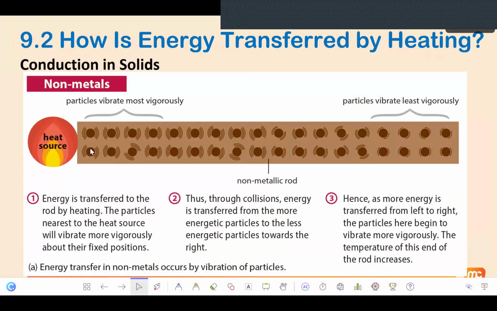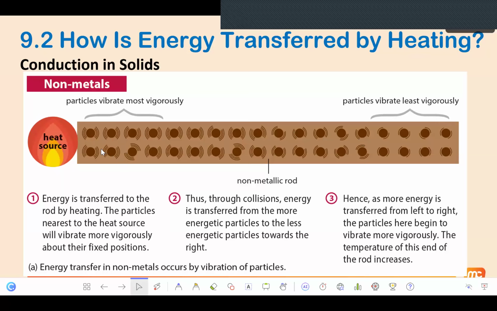The part of the rod that is in contact with the heat source will start to gain kinetic energy and vibrate faster. So this side is hotter, this side is cooler. The energy will flow from a region of high temperature, which is the heat source, to a region of lower temperature, which is the other end of the rod. So how does the energy get transferred from the heat source all the way to the other end of the rod? By conduction.